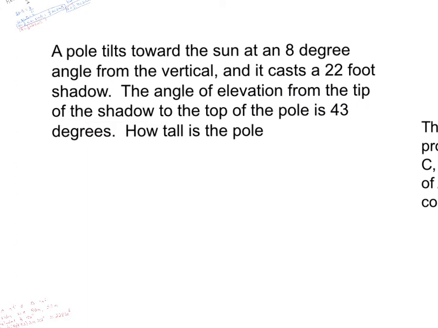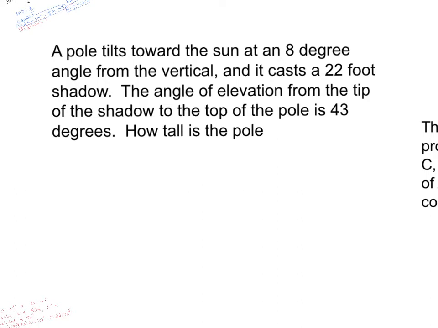Now I want us to look at a couple of application problems. Here we have a problem that says a pole tilts toward the sun at an 8-degree angle from the vertical, and it casts a 22-foot shadow. The angle of elevation from the tip of the shadow to the top of the pole is 43 degrees. How tall is the pole? So we figure, since we're in the law of sines, we're going to be using the law of sines. Let's see if we can draw the picture.